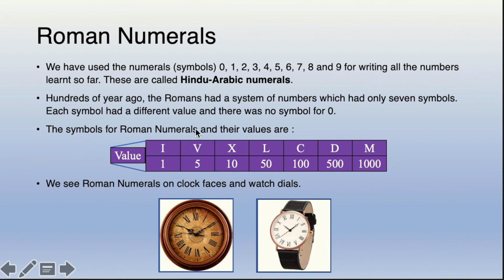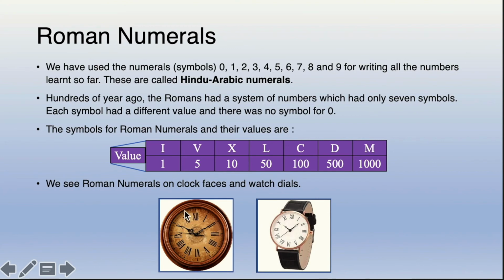So the symbols for Roman numerals, the letter symbols I, V, X and so on. And the value for I is 1. The value for this Roman symbol V is 5. Value for symbol X is 10. And for letter symbol L is 50 and so on. Now, these Roman numerals do not use the concept of place value, that is ones, tens, hundreds and so on.